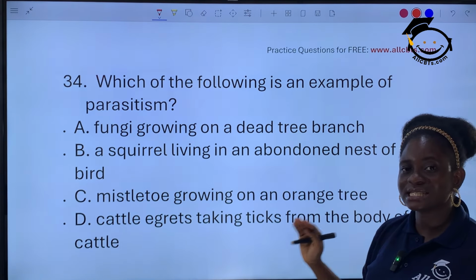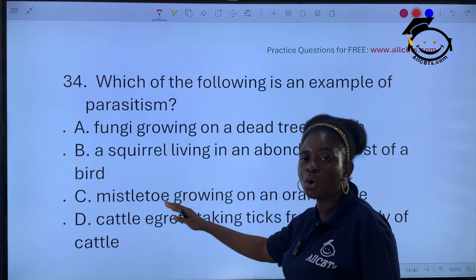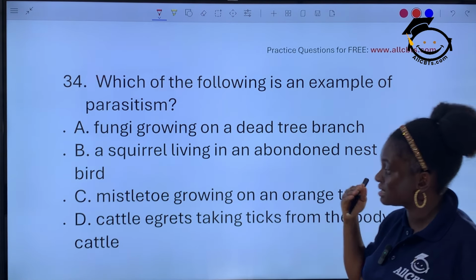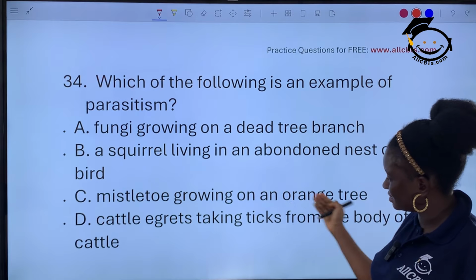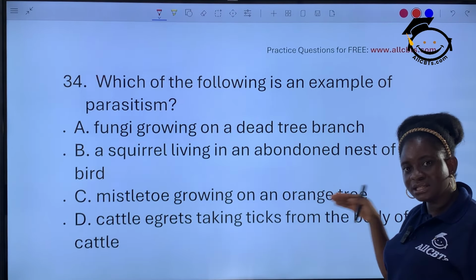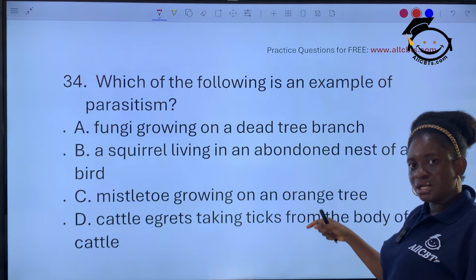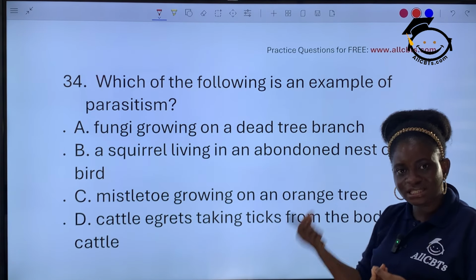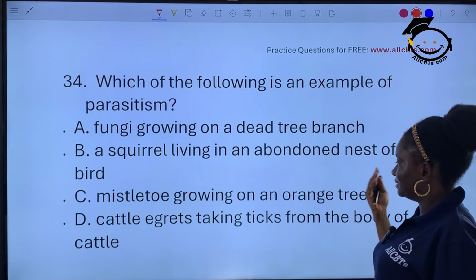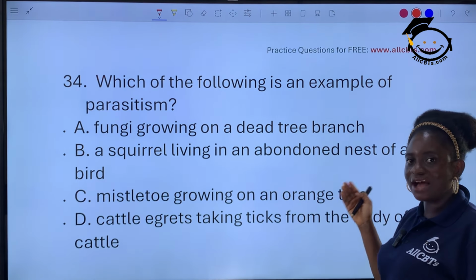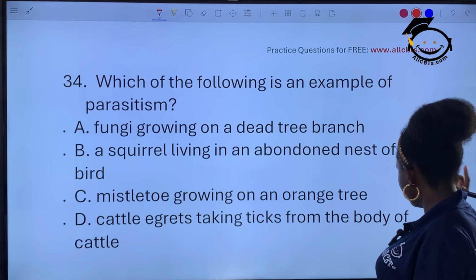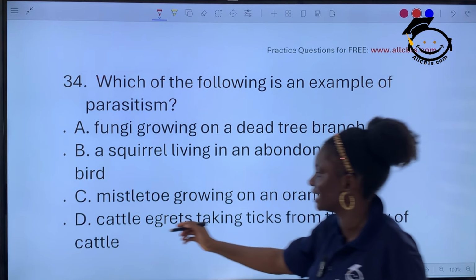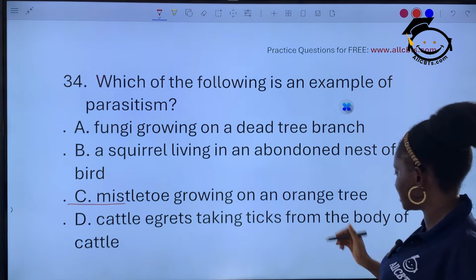So the correct answer here is mistletoe growing on an orange tree. Why? Because this mistletoe is competing with the nutrients that this orange tree is supposed to have. So this mistletoe is feeding on the nutrients, and it will definitely affect the growth of the orange tree or the fruit production. So the correct answer here is option C.